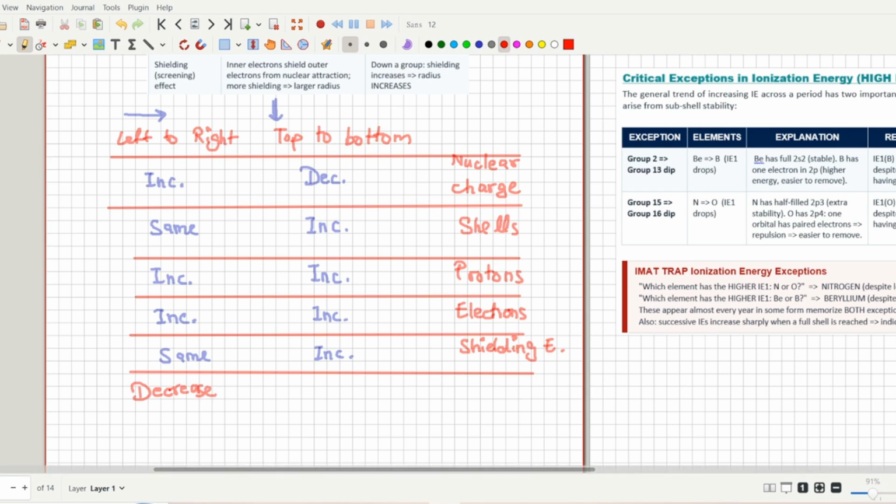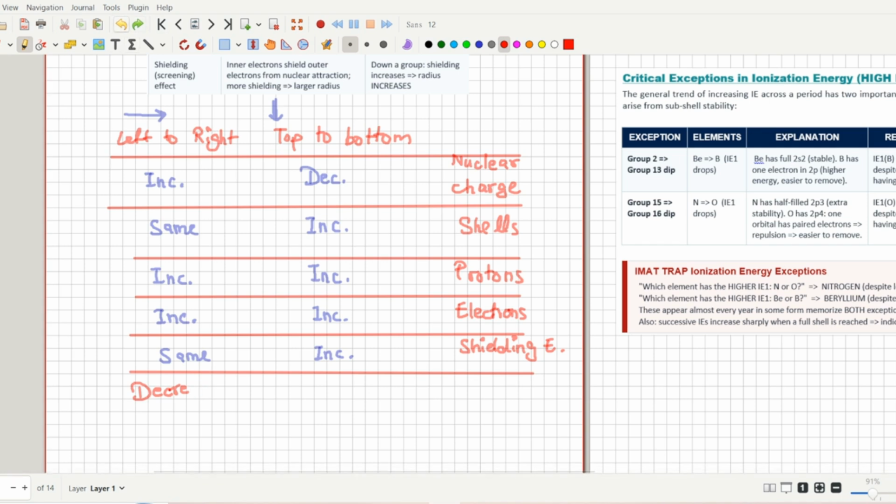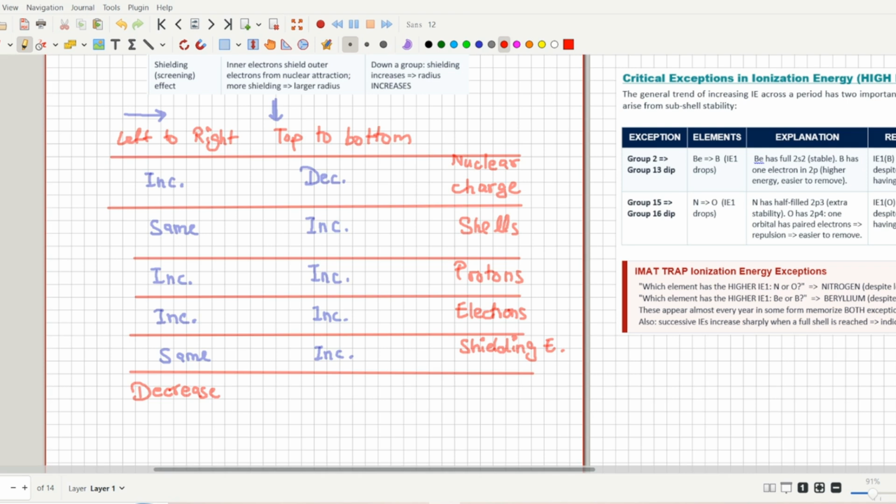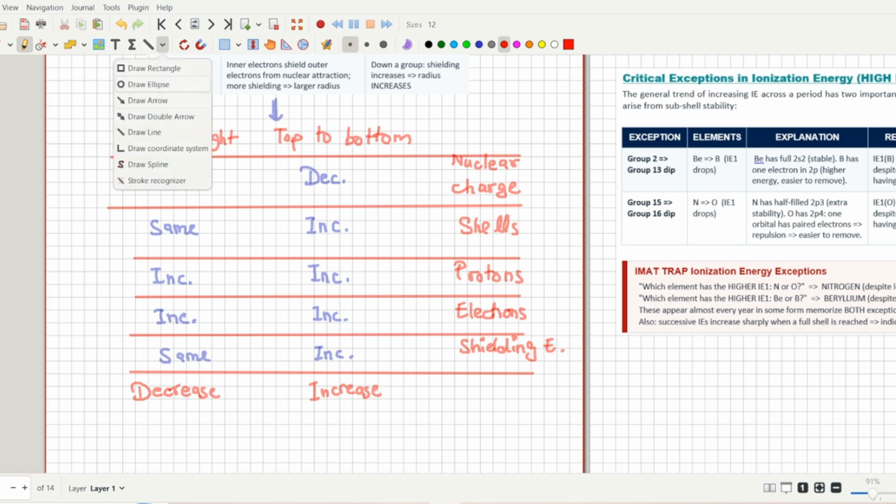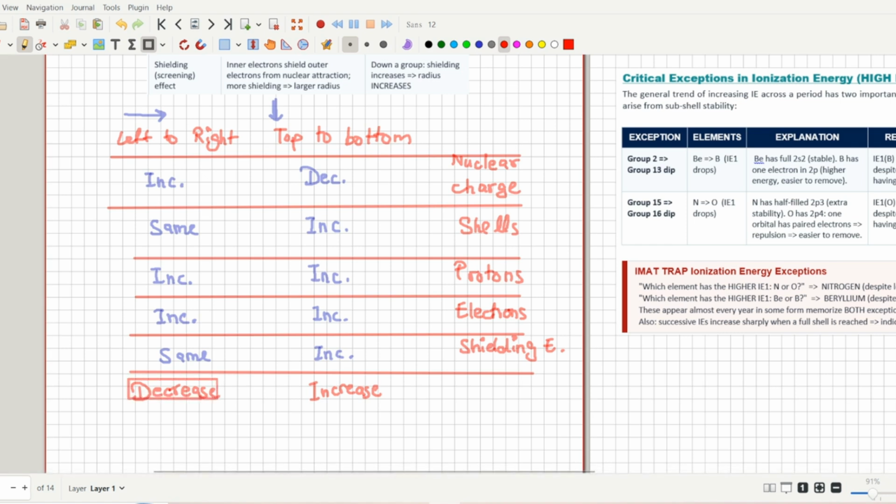And what about top to bottom? When you move from top to bottom, the nuclear charge actually decreases. When the nuclear charge is less, the positive charge of the nucleus will be less, and the electrons will go away from the nucleus. When electrons go away from the nucleus, the size or the atomic radius of the atom will increase. So the main factor that is deciding these things is the nuclear charge.